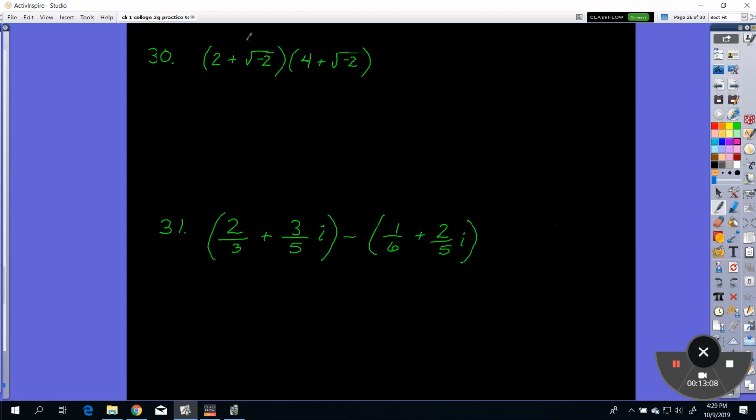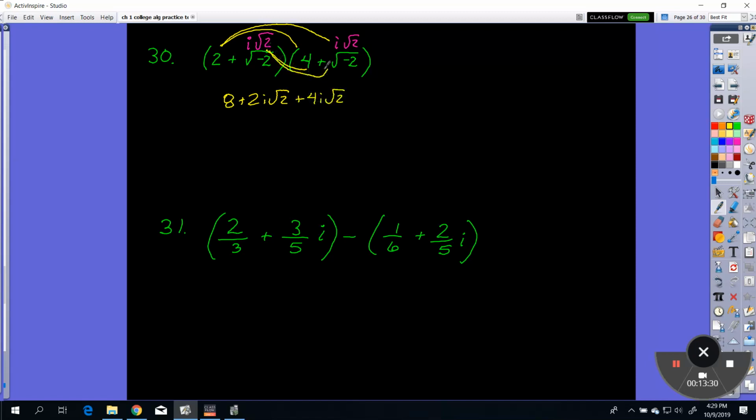Number 30, I'm going to do the same thing. I'm going to take the i out of these first, and then I'll distribute. So 2 times 4 is 8. 2 times i square roots of 2 is 2i square roots of 2. I square roots of 2 times 4 is 4i square roots of 2.